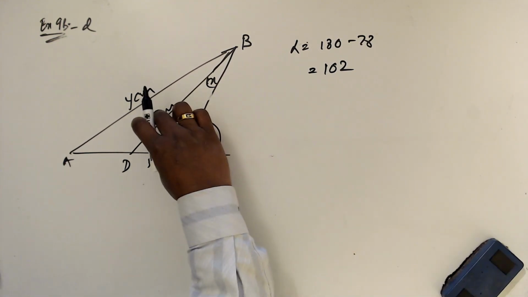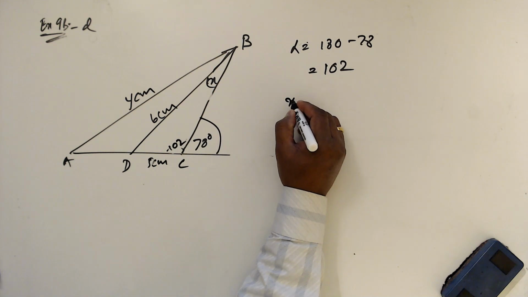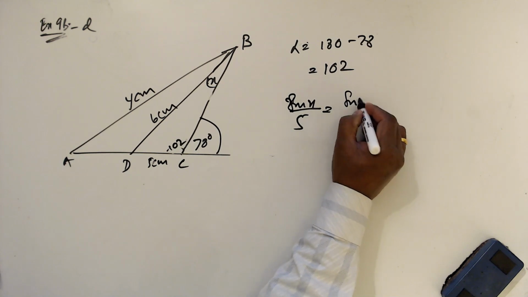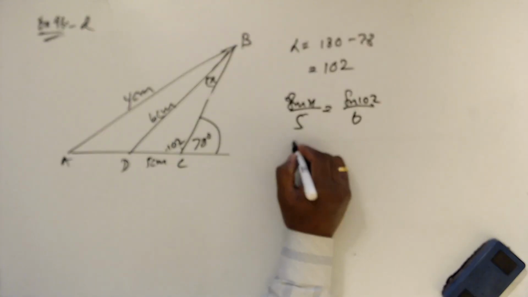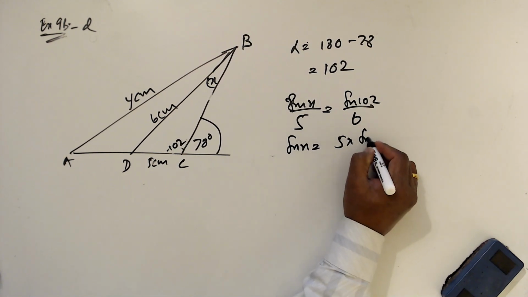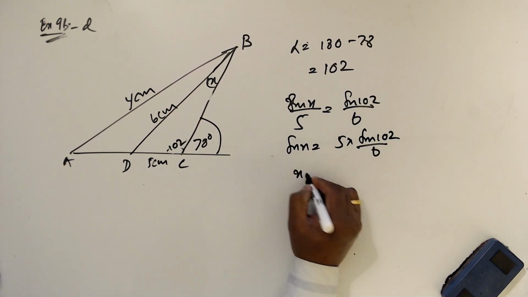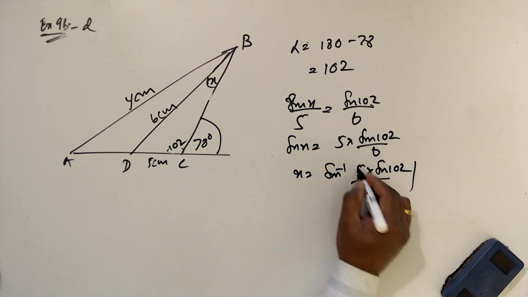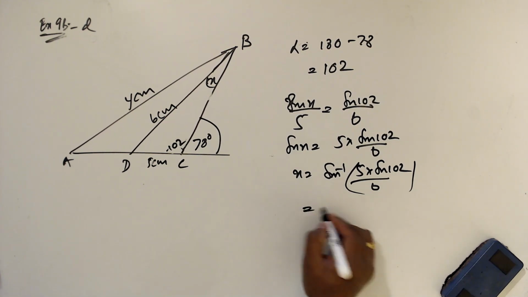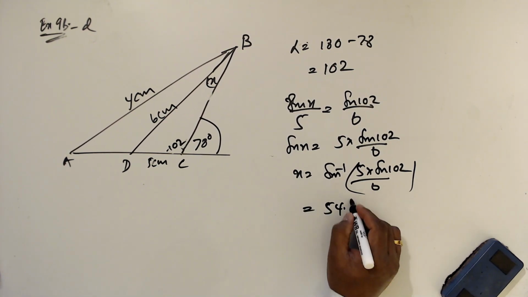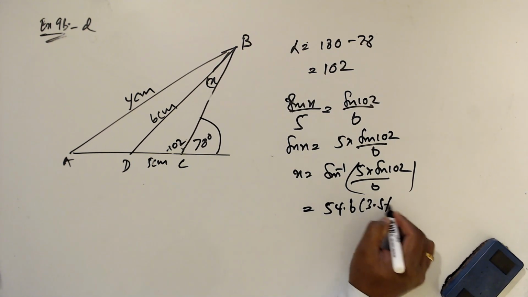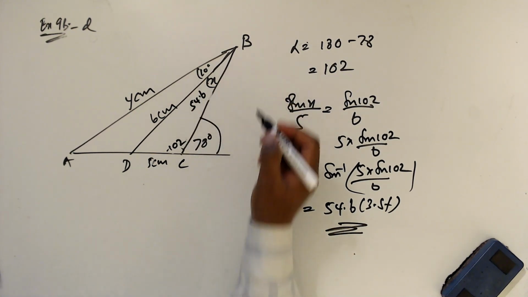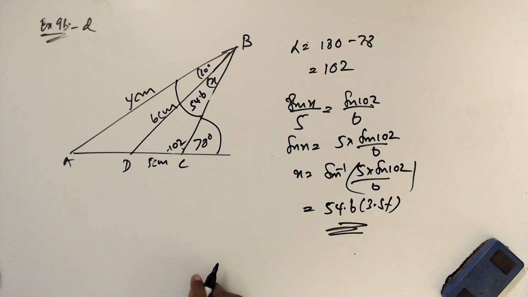Now I have one pair and another one: sine x over 5 equals sine 102 over 6. So sine x equals 5 times sine 102 over 6. x equals sine inverse of 5 times sine 102 over 6. So x equals 54.63. Now this is 54.6 and this is 10. This is 64.6.